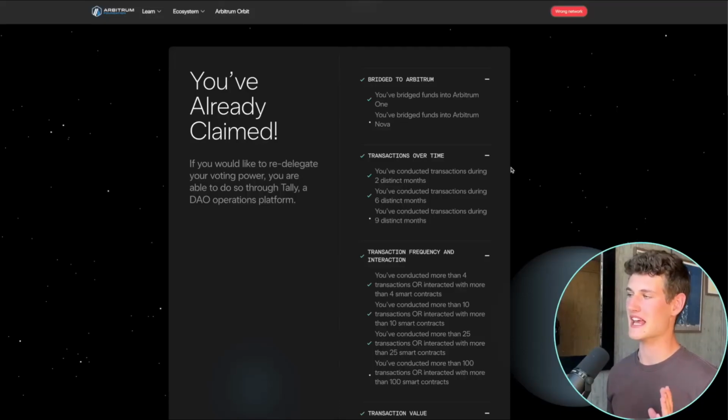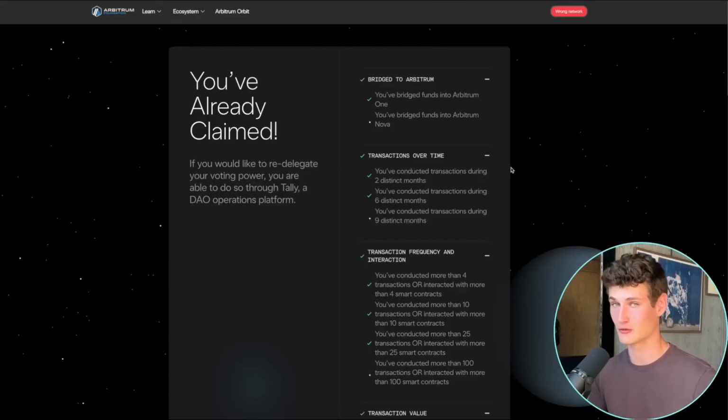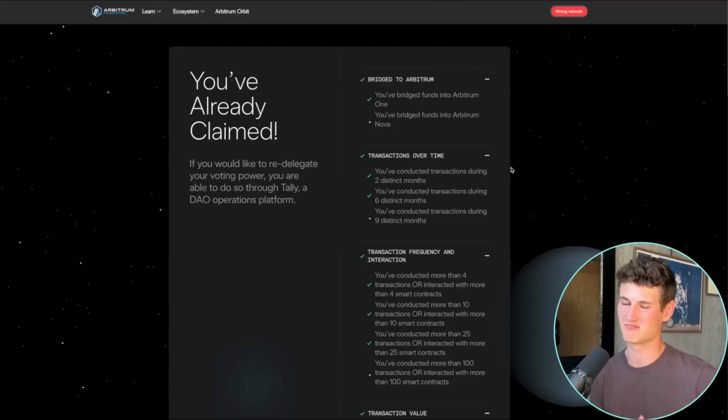Finally, if you want to be a bit cheeky, you can also do this with multiple wallets. That's how I was able to get a significantly larger allocation of the ARB airdrop, because I had been using the Arbitrum blockchain with several different wallets, and that is essentially also just a good tip.